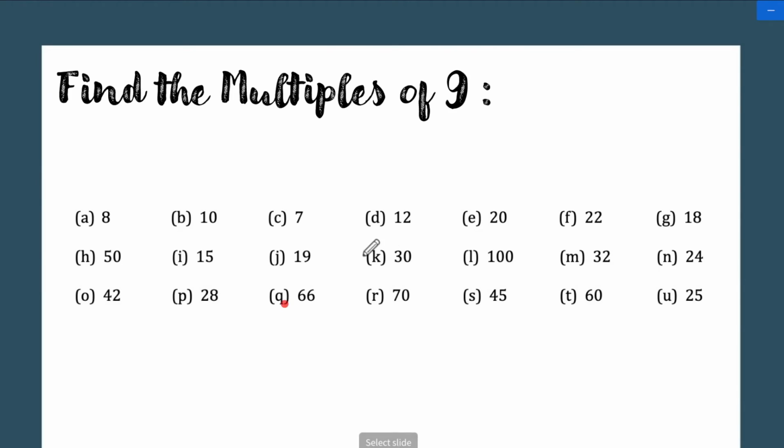Okay, so let's do the same practice here. Add up the digits, see which one divides by 9. Find the multiple of 9.